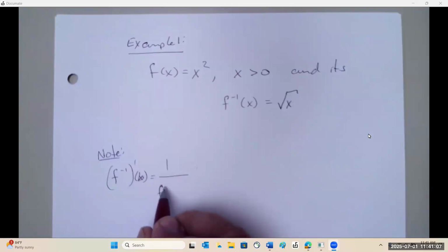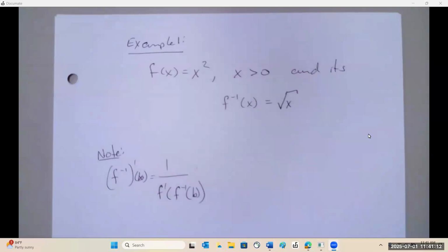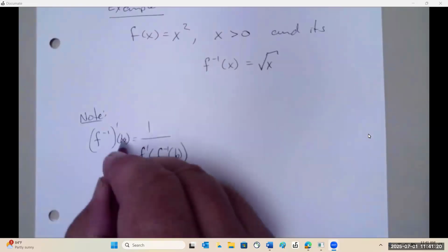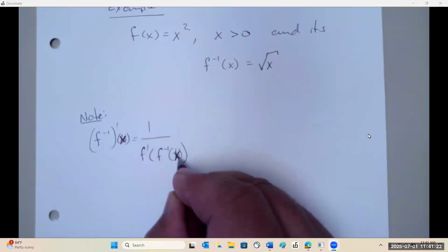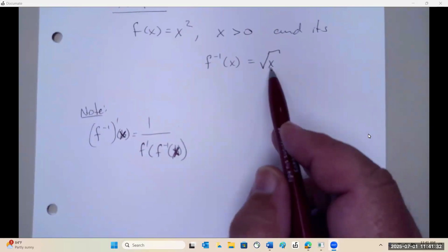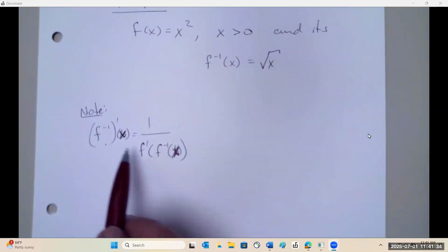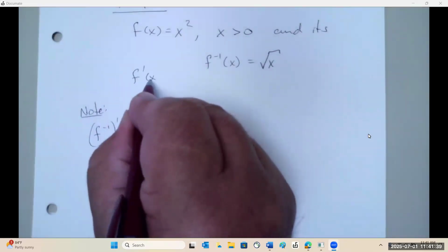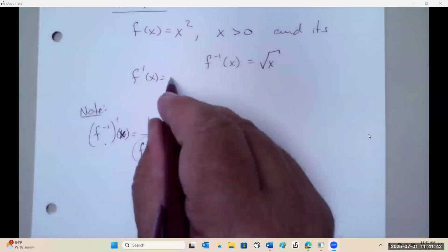It's equal to 1 over f prime of f inverse, which we can use x's now if we want. So the inverse function there, we put the x value in here also. So what do we need to take this derivative? To find the derivative of the inverse, we need to find f prime. What is f prime? 2x.